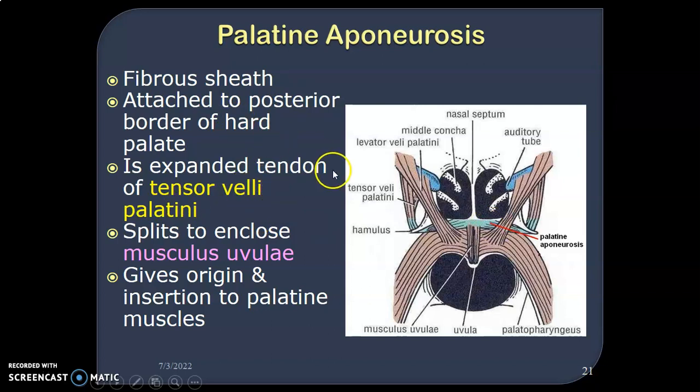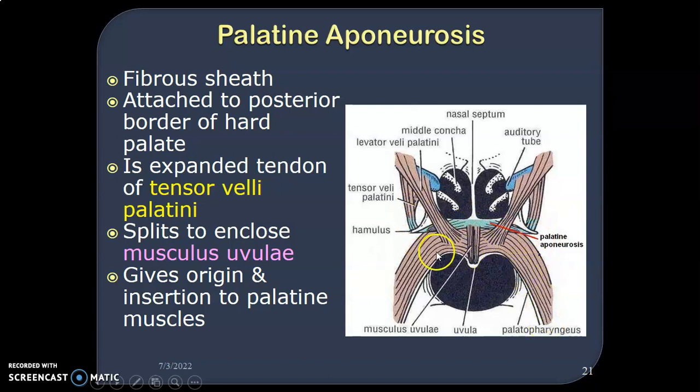Palatine aponeurosis is made up of a fibrous sheath that's attached to the posterior border of the hard palate. Then it usually has an expanded tendon of tensor veli palatini muscle, as you can see here. This is levator veli palatini, and this is the tensor veli palatini muscle. And this is the palatine aponeurosis. So palatine aponeurosis, then levator veli palatini muscle, the tensor veli palatini. Levator veli elevates the soft palate. Tensor veli tenses the soft palate. This is the palatine aponeurosis running across.